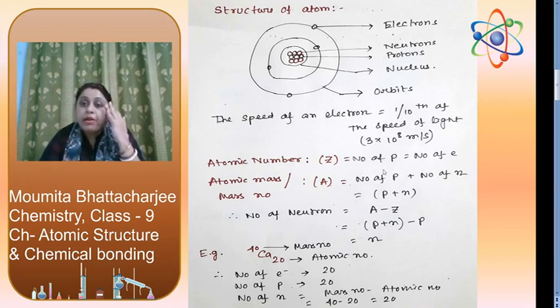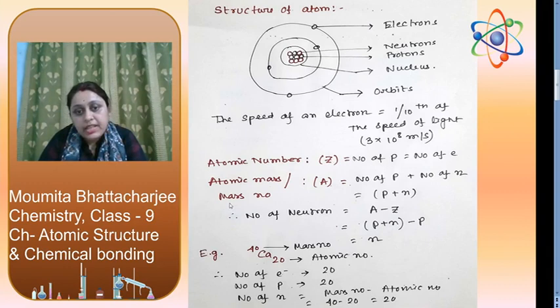It is the number of protons or number of electrons. Atomic mass, which is also known as mass number, abbreviated as capital A, is the number of protons plus number of neutrons. That means P plus N. So from these values we can calculate the number of neutrons, by subtracting the atomic number from the mass number. Mass number we know is P plus N, atomic number is P, and P and P will be cancelled out.